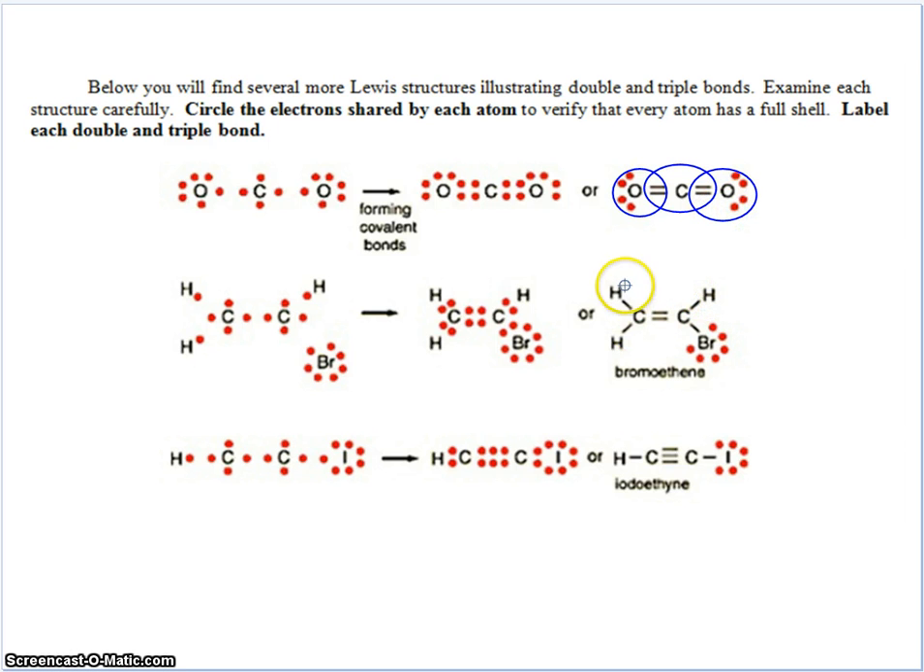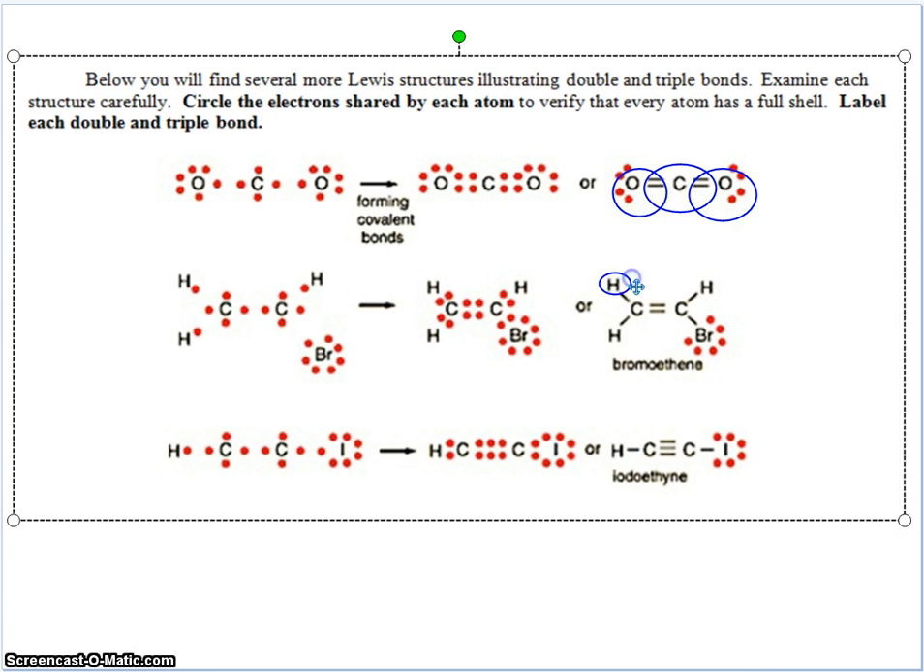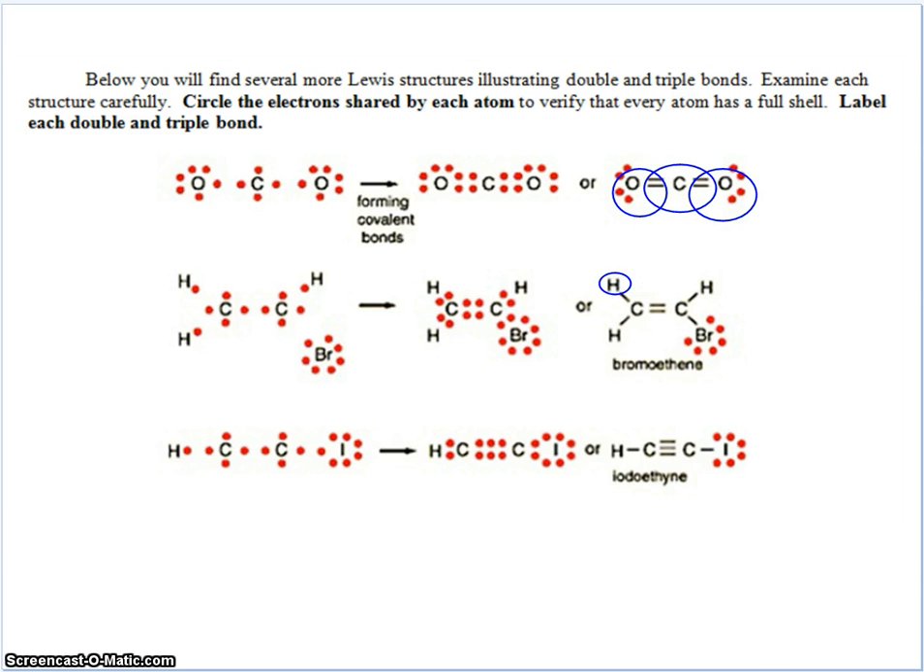So that's good. Here, hydrogen just has the 2. But it only needs 2, right? Whereas this carbon here needs 8, which it actually does have, because 2, 4, 6, 8. Same thing with this carbon. And then the bromine here has 2, 4, 6, 8, so it's good too. So everything has a full shell.